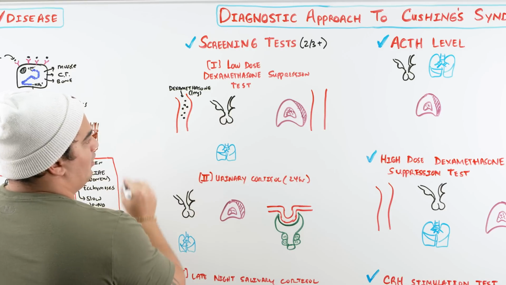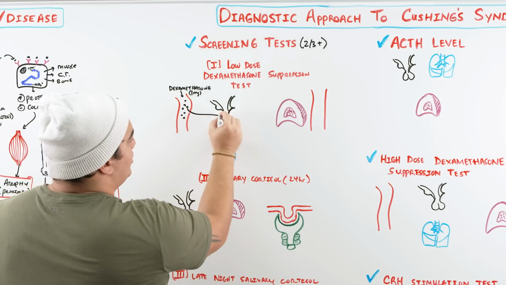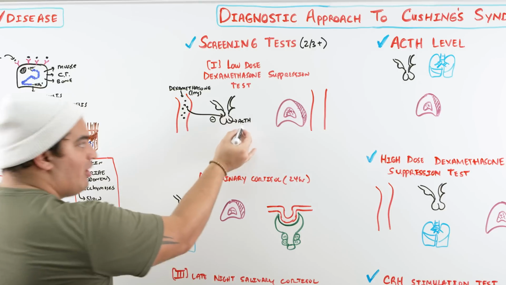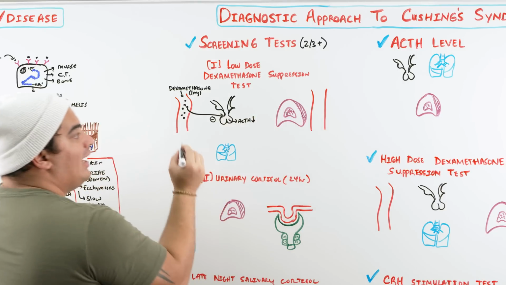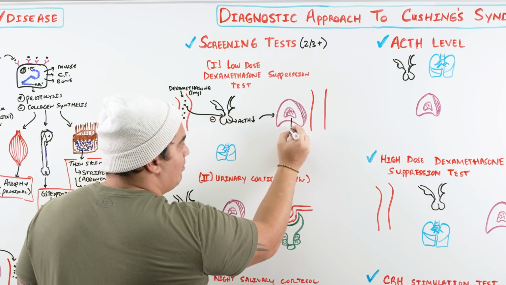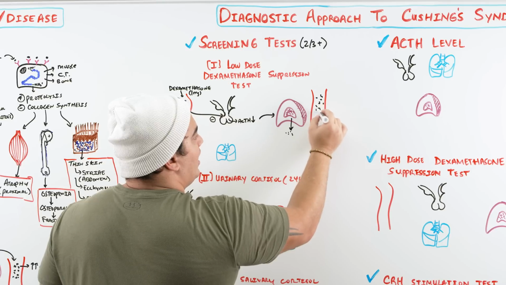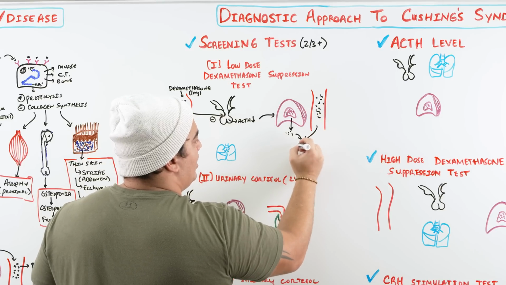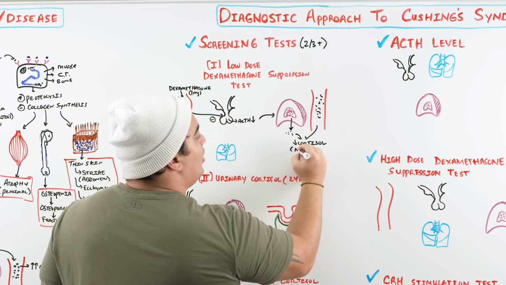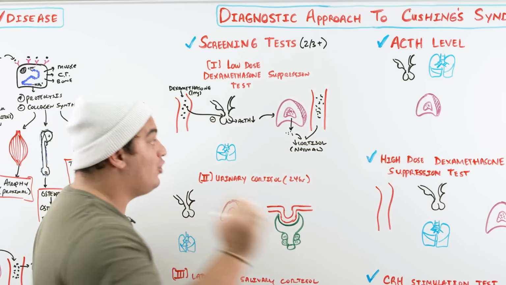When you give them the dexamethasone, naturally what it should do in a normal patient is suppress ACTH production, okay? And if you suppress ACTH production, you should suppress the adrenal cortex from producing cortisol. So there should be lower levels of cortisol in a normal human being. So what should happen here? Cortisol levels should drop. This would be a normal response in a normal patient who does not have Cushing's.